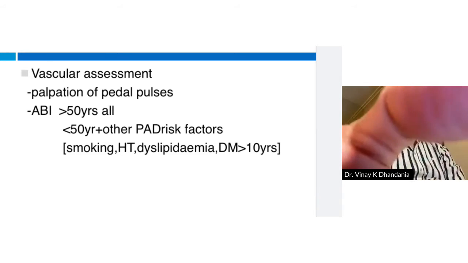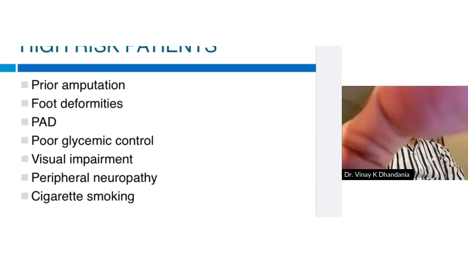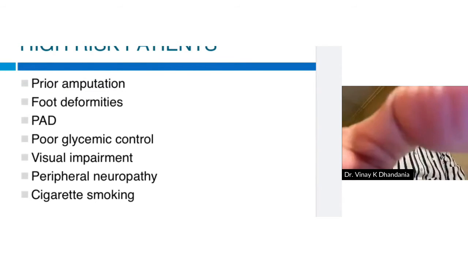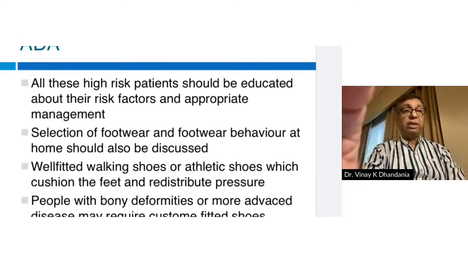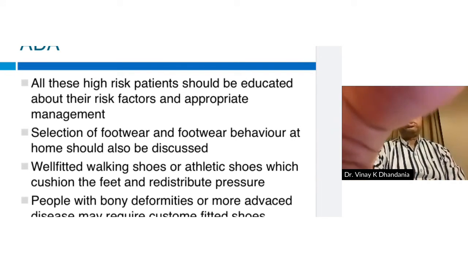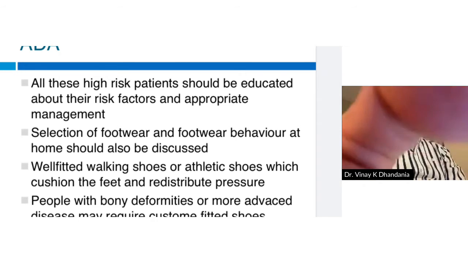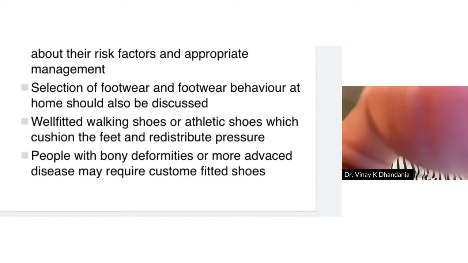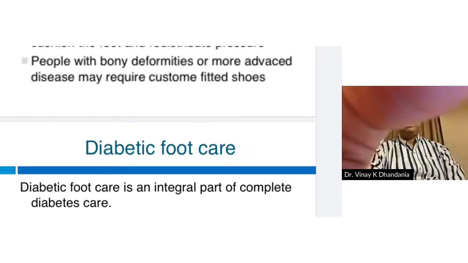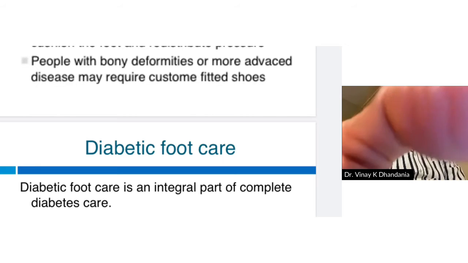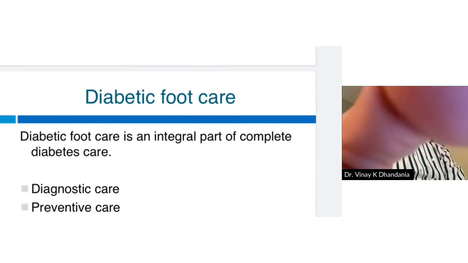High risk patients, especially with prior amputation or foot deformities or PAD, poor glycemic control, visual impairment, peripheral neuropathy, cigarette smoking, etc. All these high risk patients should be educated about risk factors and appropriate management. So education is the key factor. Selection of footwear and footwear behavior at home should also be discussed. Well-fitted walking shoes or athletic shoes with cushions should be suggested to redistribute pressure. People with bony deformities or advanced disease may require custom fitted shoes. This is also very important.